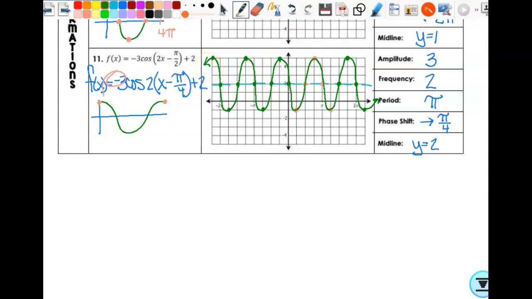Y'all agree with that one? For a minute, my brain started to short circuit there. I was doing well, and then, oof.